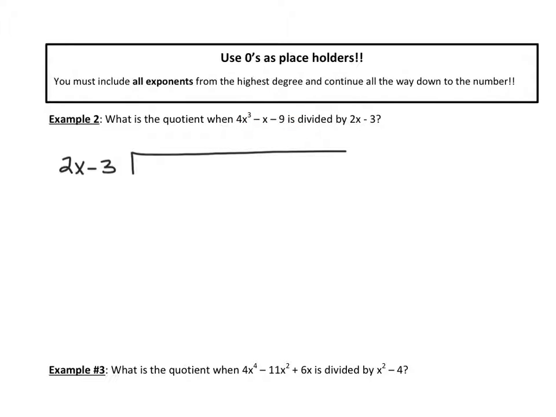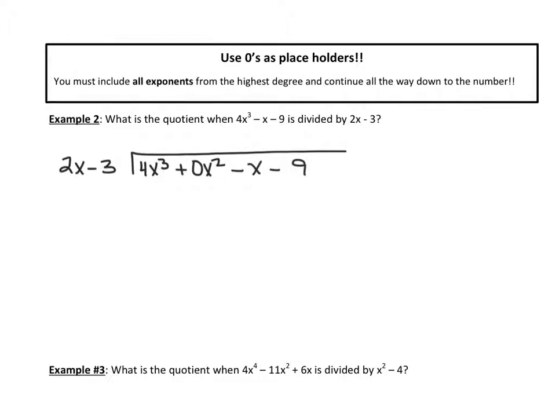But what did I have up here? I have used zeros as placeholders. You must include all exponents from the highest degree and continue all the way down to the number. So what do I mean by that? If I start writing this, I have 4x to the third, but I don't have any x squareds. So I have to account for that by putting in a 0x squared. Then I can put the minus x, and then the minus 9. Okay, so let's now continue with long division.